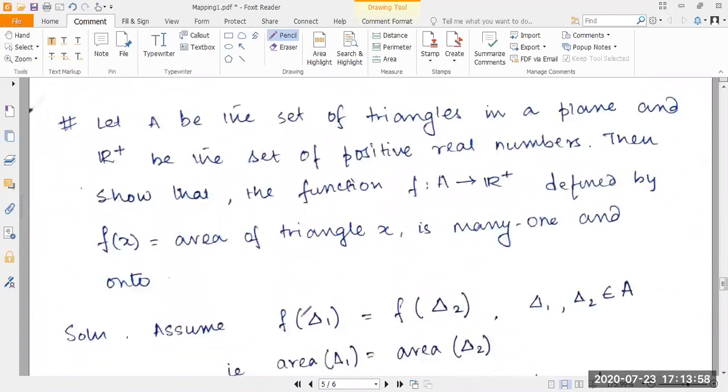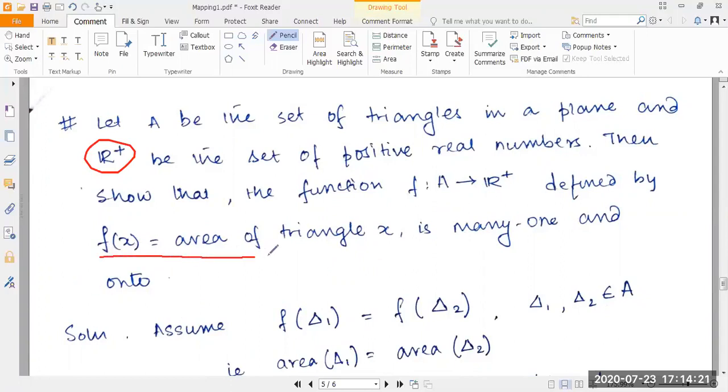The next sum that we see is: let A be the set of triangles in a plane and R plus be the set of positive real numbers. Then show that the function from A to R plus defined by f(x) equal to the area of triangle x is many-one and onto.